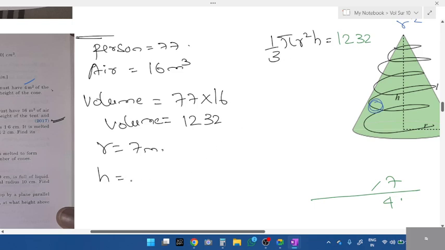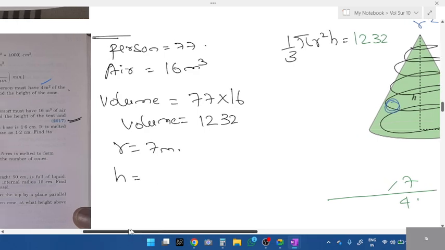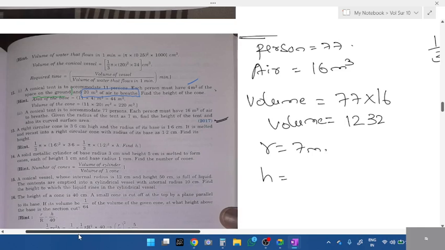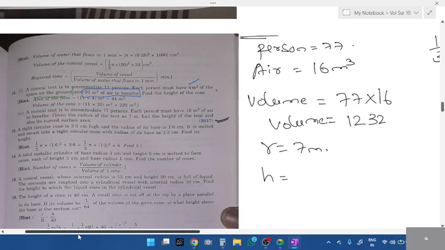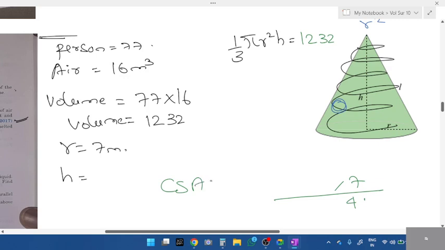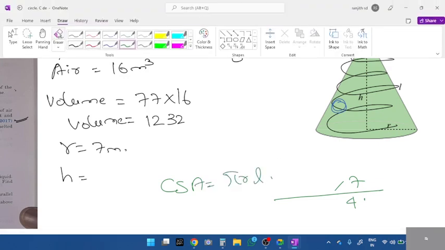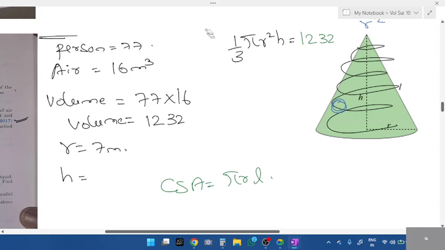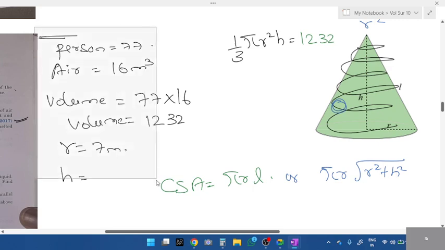Calculate this. All of you complete. Find the height, students. What else is required? Height and also the curved surface area, CSA. Curved surface area is pi r L. Substitute. L is not given. Use Pythagoras theorem. Three marks question.